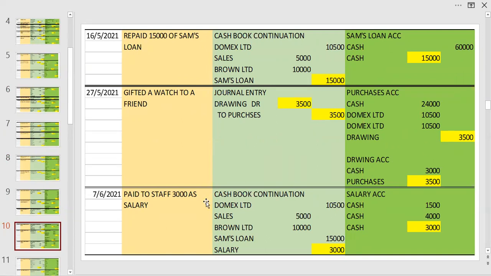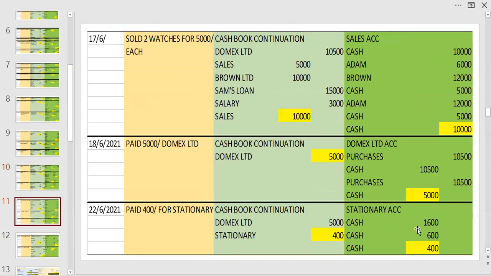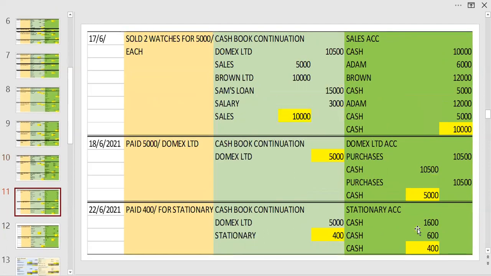Paid to staff 3,000 as salary. So cash account credit, salary account debit. Next one, two watches were sold for 5,000 each, that is 10,000. Since no debtors' names are mentioned, presumed to be cash transaction. Therefore, cash account debit 10,000, sales account credit 10,000.